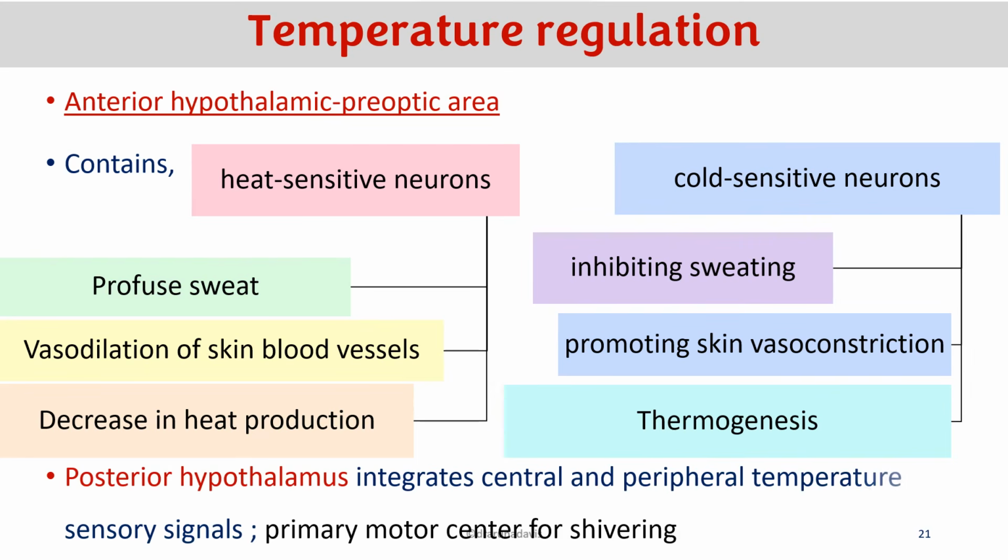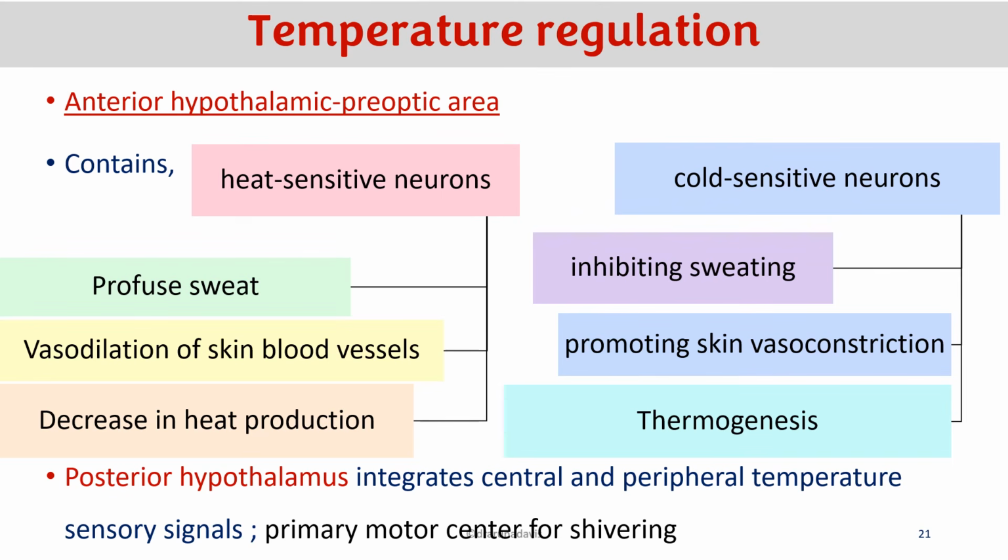Now the posterior hypothalamus too has a role, not a small role, it integrates the central and peripheral temperature sensory signals. Remember, we've got a core temperature as well as a skin temperature. So the posterior hypothalamus integrates the central and peripheral temperature signals, and it contains a primary motor center for shivering.